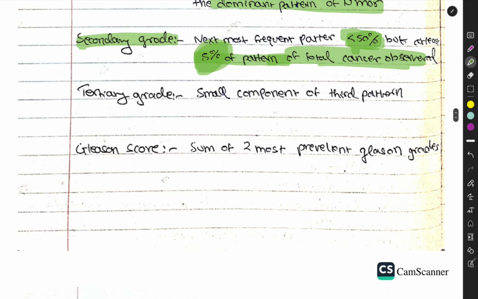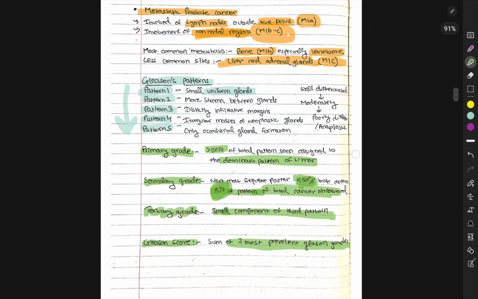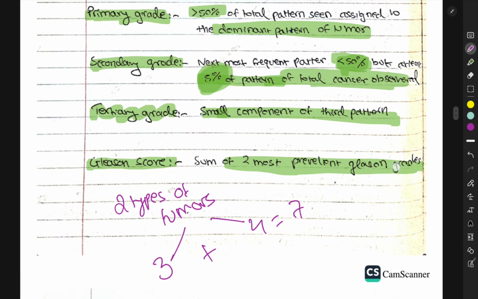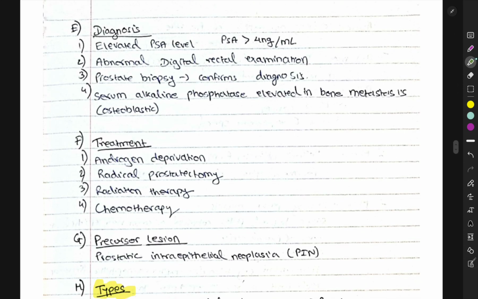A tertiary grade is a small component of a third pattern. So if you have 3 patterns, then it's a tertiary grade. And the Gleason score is when you have the 2 most prevalent Gleason grades. So if I see there are 2 types of tumors, and one looks more like grade 3 and the other looks more like grade 4, then the Gleason score is 7. Okay, now we'll do diagnosis.